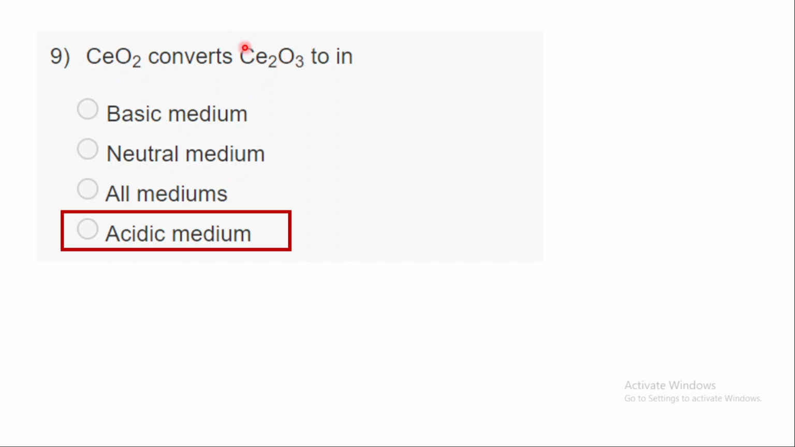These charges will exchange. So in this molecule we will have cerium 3 plus and O2 minus, while in this molecule we will have cerium 4 plus and O2 minus. So now the question arises, what medium will cause the conversion of Ce4 plus into Ce3 plus? That is what will give the answer to our question.